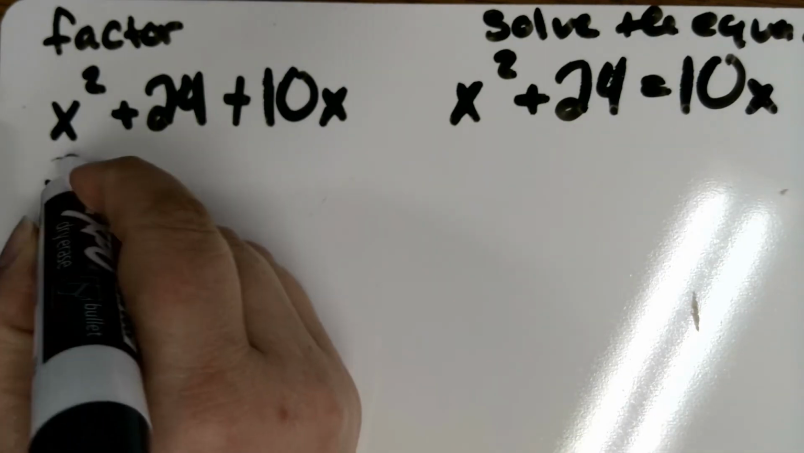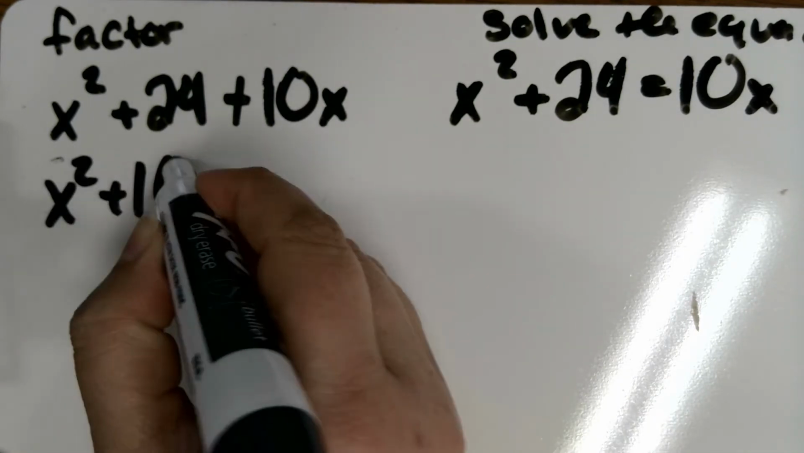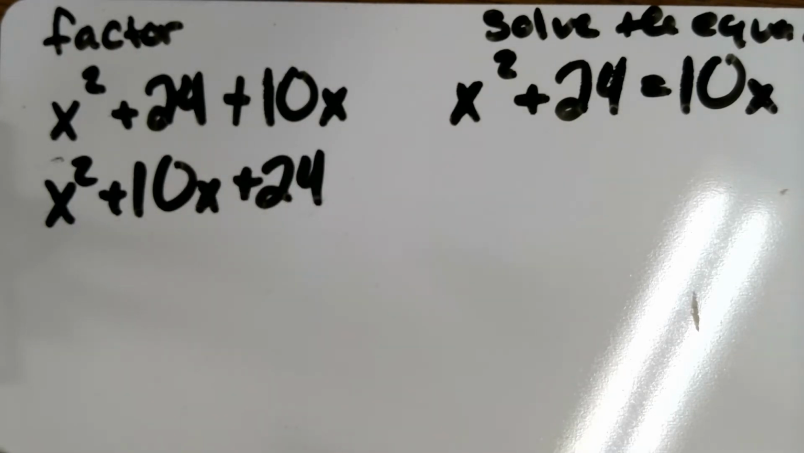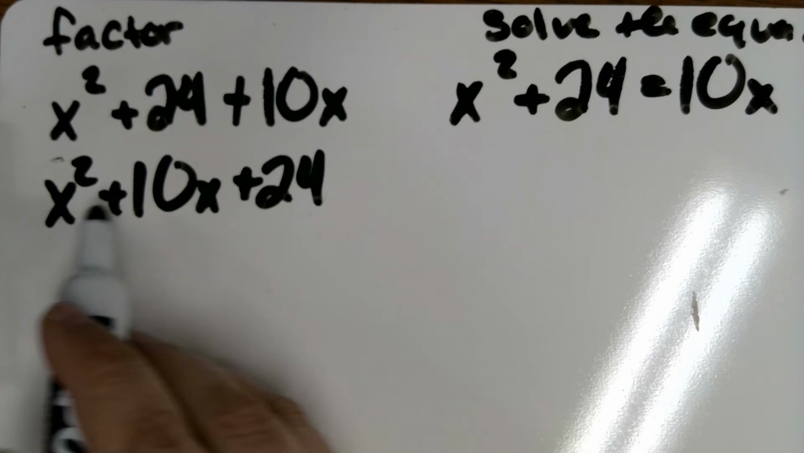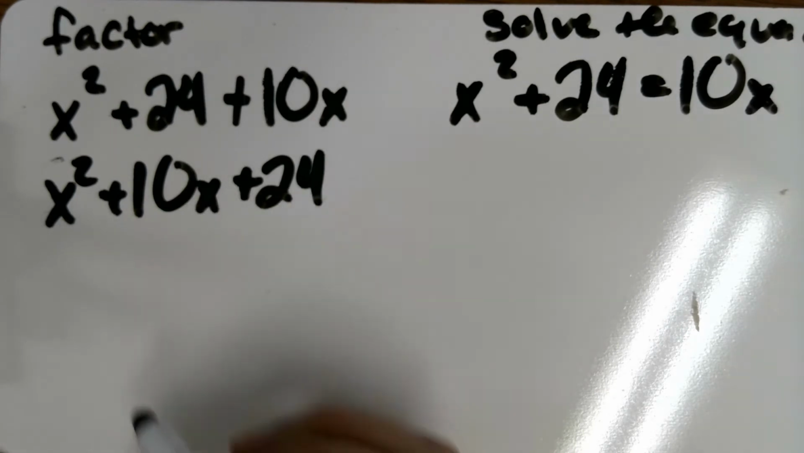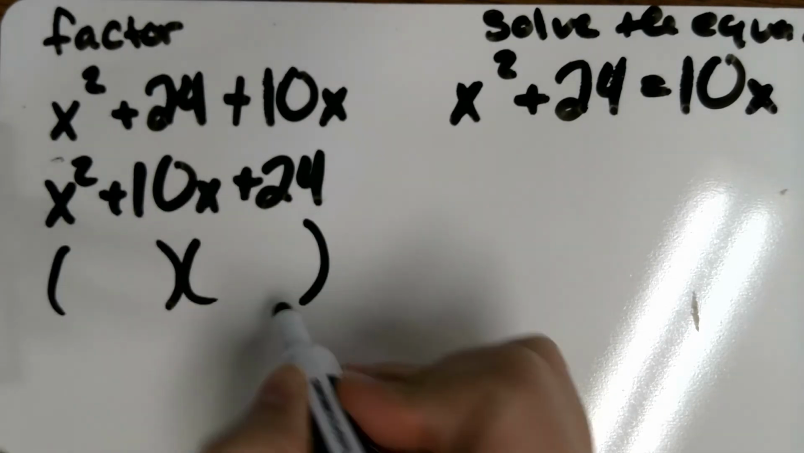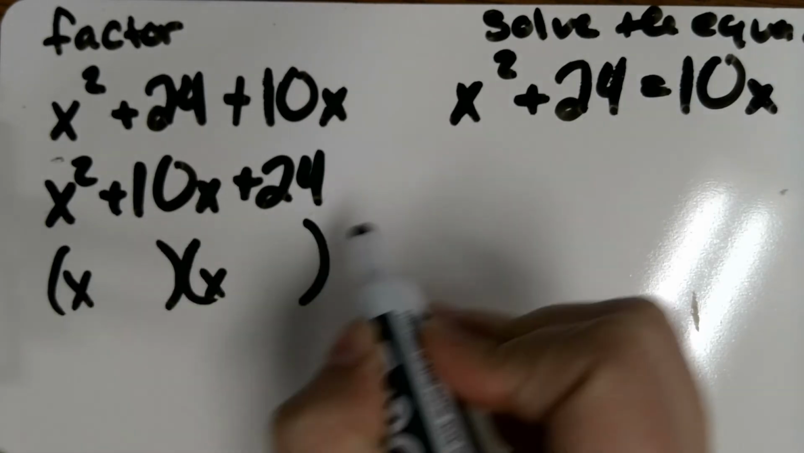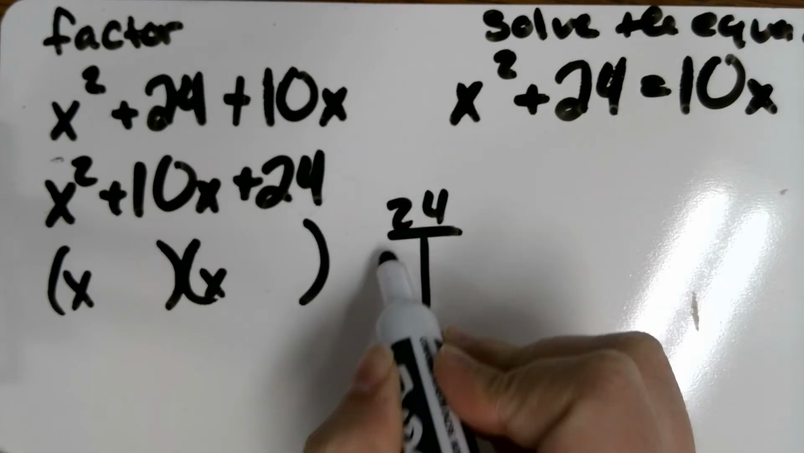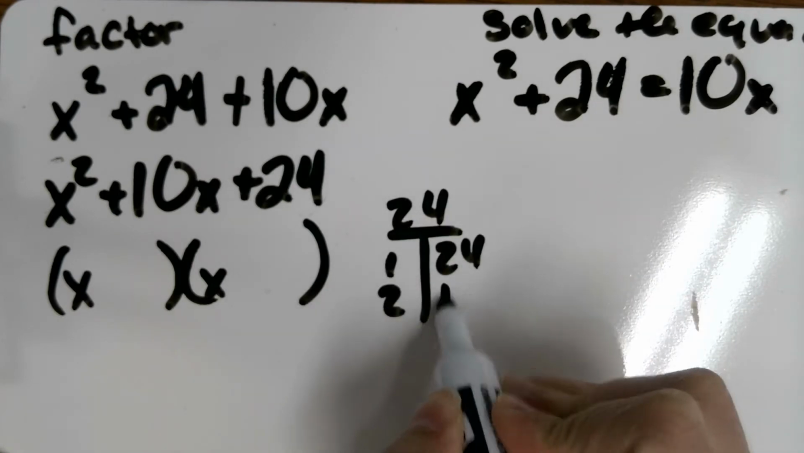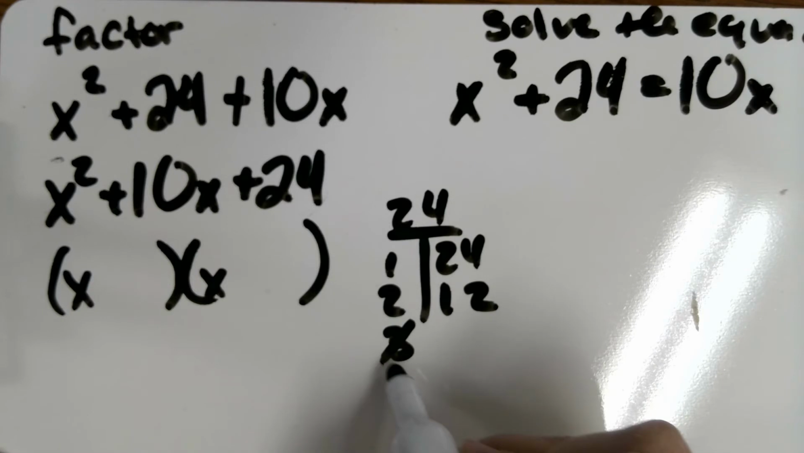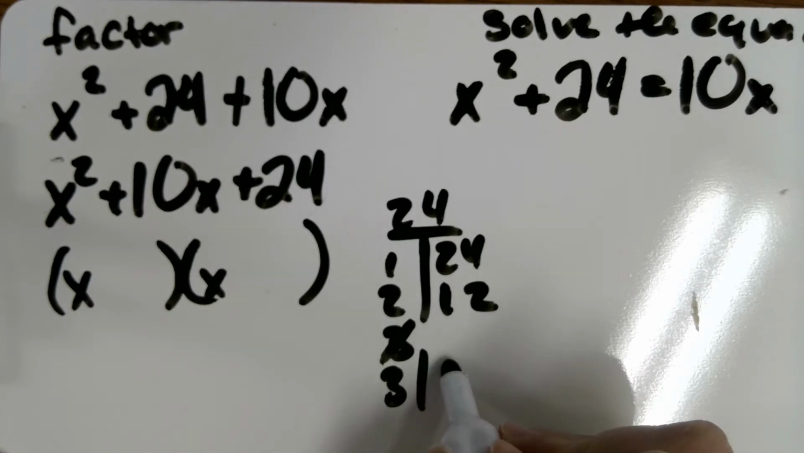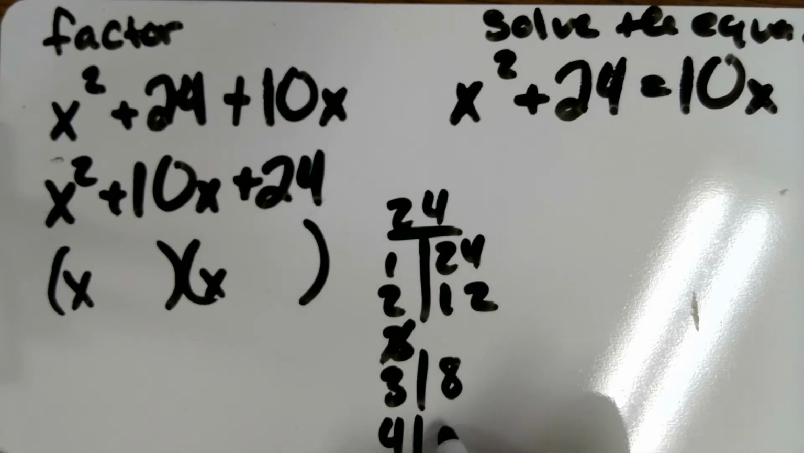So x squared, do them by descending degree of x. Now I have a problem. Is this or this perfect squares? So it's not a common factor. We don't have anything special. Three and 8, 4 and 6.